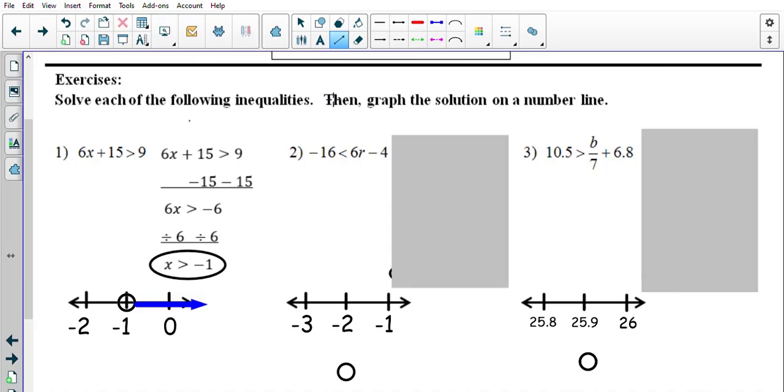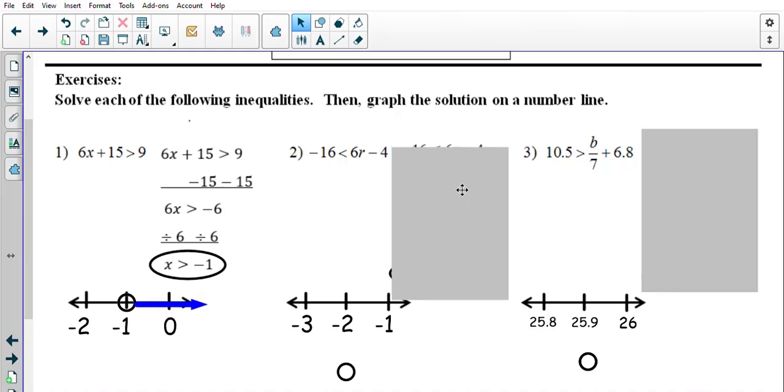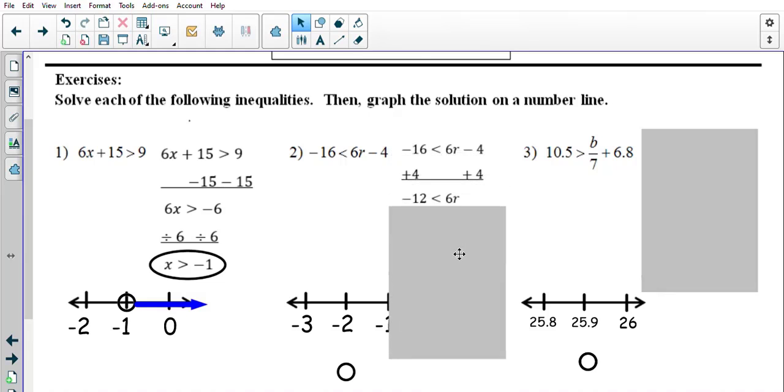All right, let's take a look at question number 2. We notice that our variable is on the right-hand side, we'll deal with that at the end. The first thing we want to do is get rid of this minus 4. The inverse of that is to add 4 to both sides. That's going to get us negative 12 is less than 6r. We'll divide both sides by 6, and that's the inverse of multiplying by 6. We've got to remember those inverse operations.